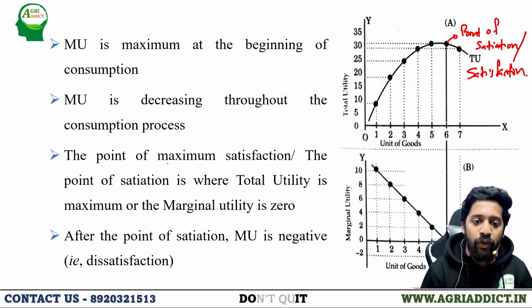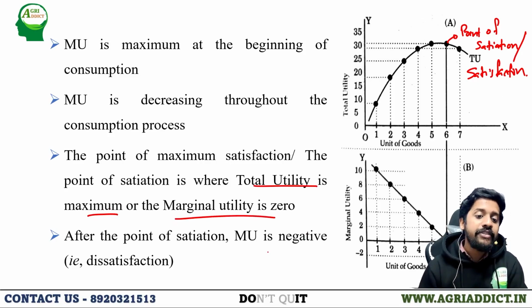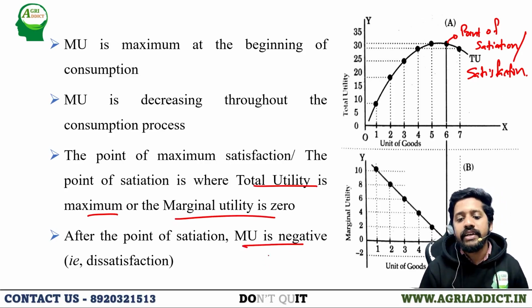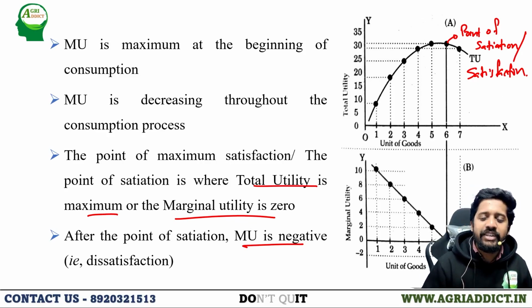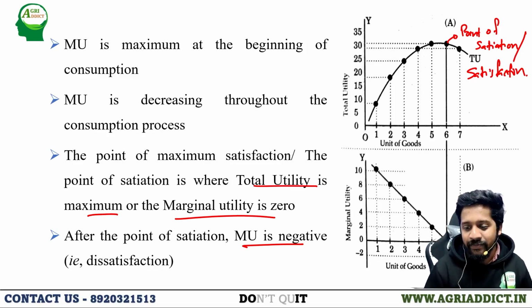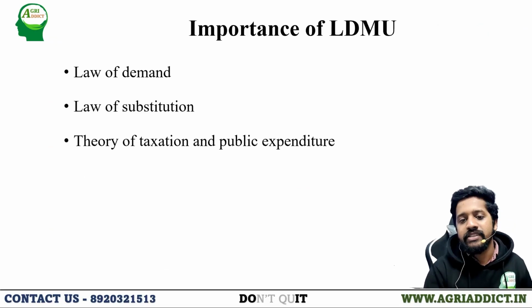So the point of maximum satisfaction, or the point of satiation, is where the total utility is maximum, or the marginal utility is 0. And what happens after the point of satiation? Marginal utility is negative. That is called dissatisfaction. That is, I will have some nausea, vomiting tendency, or stomach trouble, right? So connect the theory with practical circumstances so that it will be really easy to learn economics.